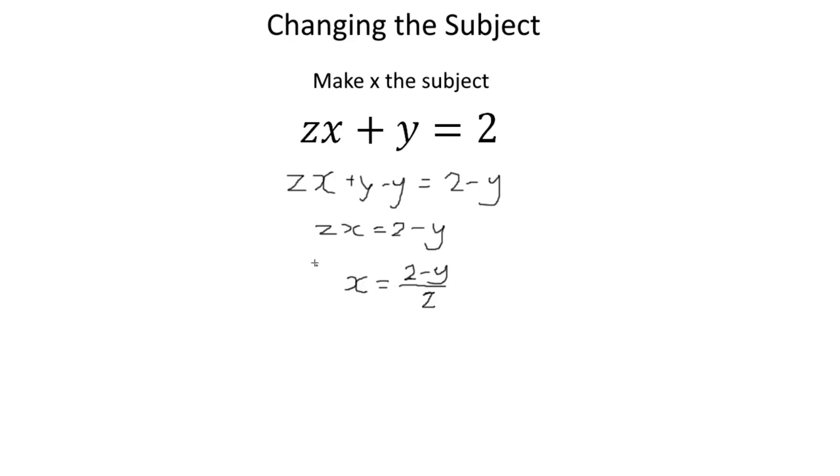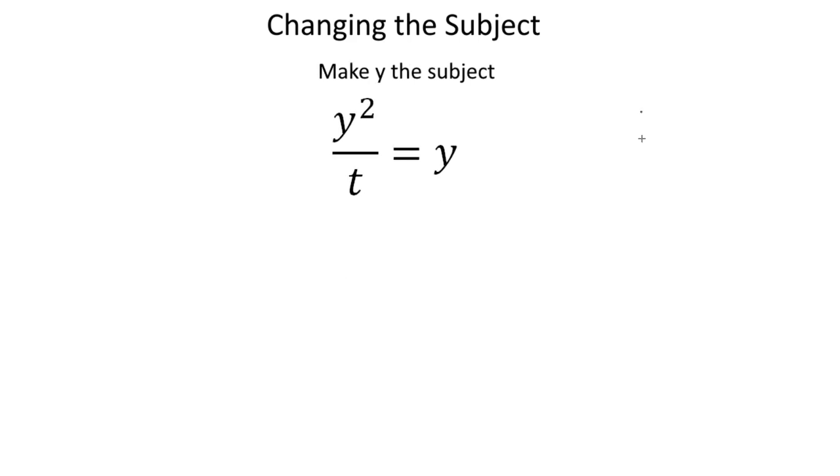So the division is usually the last step. Typically you would do the addition and subtraction first, and then you divide by the coefficient at the end. That's the general structure of doing this. And this is now the new rearranged form of the formula. We have now made x the subject, because it's now x equals. Okay, let's do another situation.